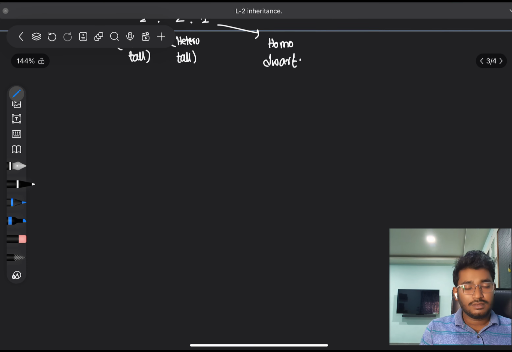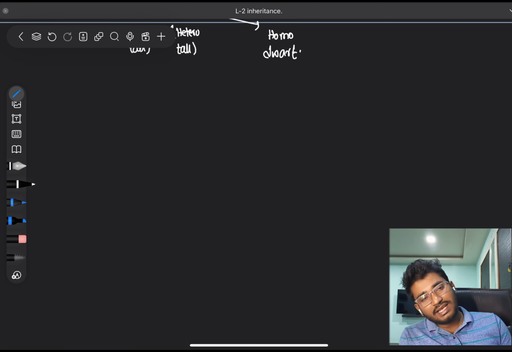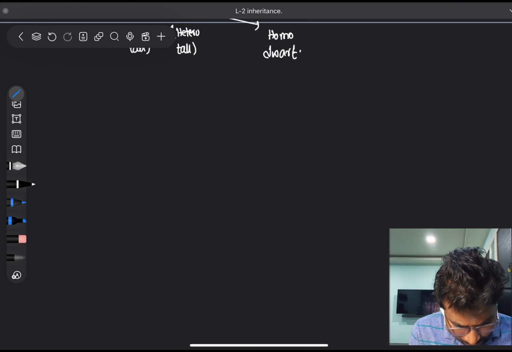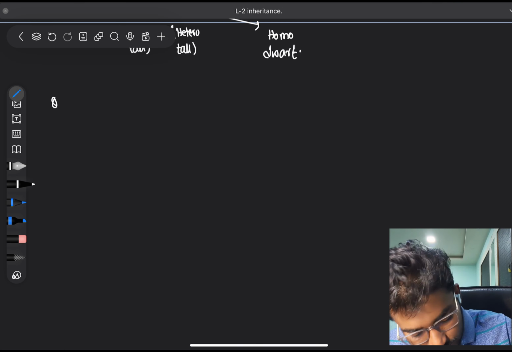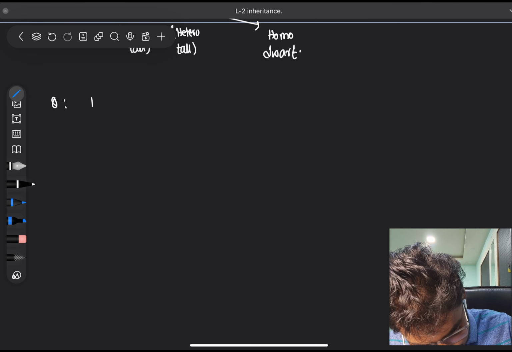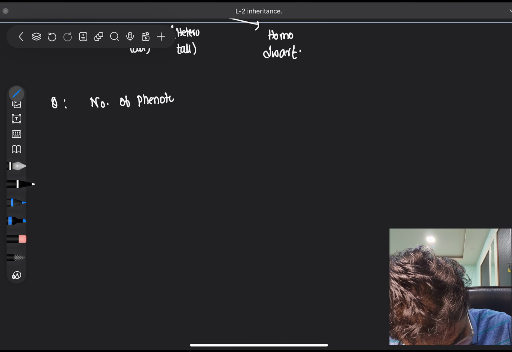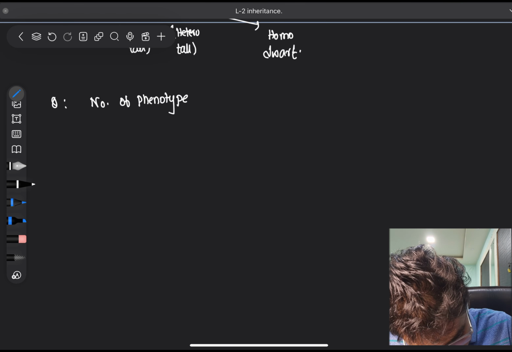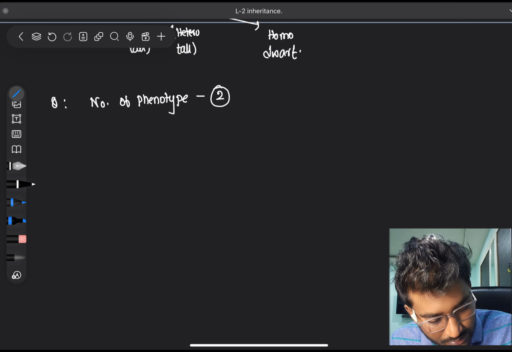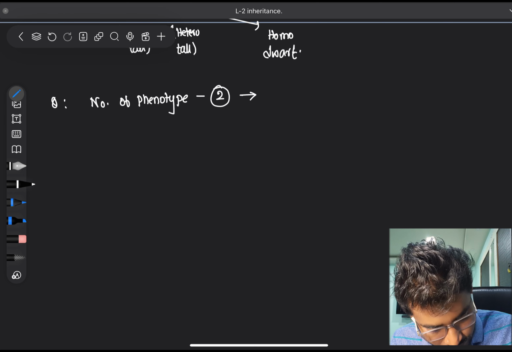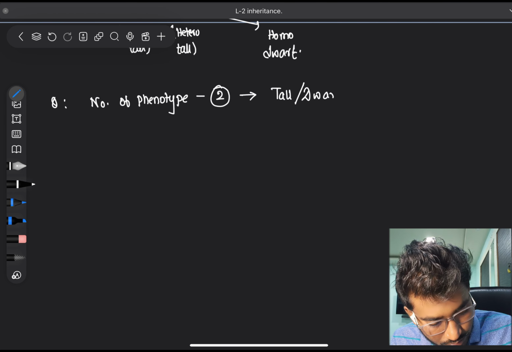Okay. Now come to the next question. I am giving a question. So tell me, what is the number of phenotypes here? The number of phenotypes is 2. That is tall and dwarf.